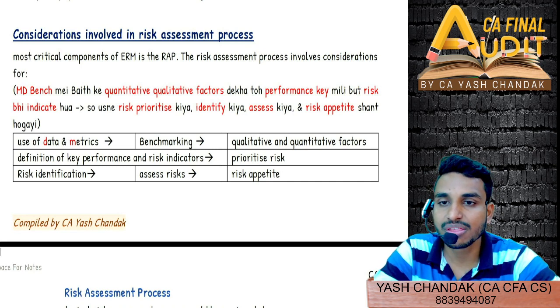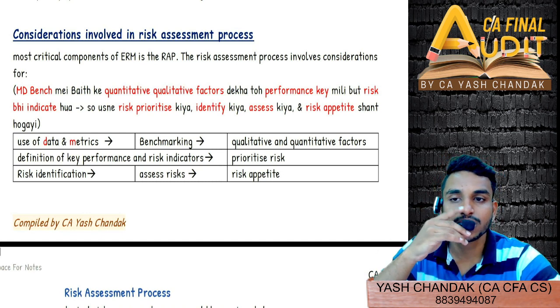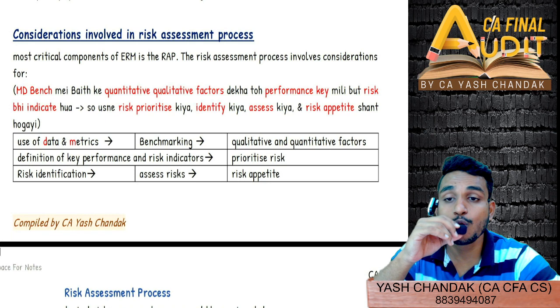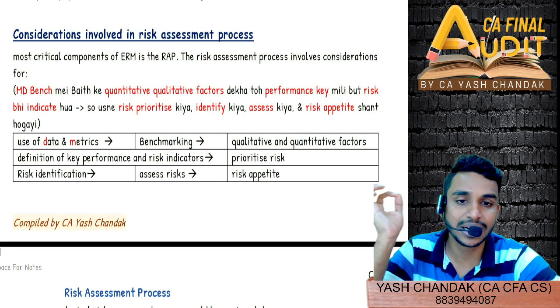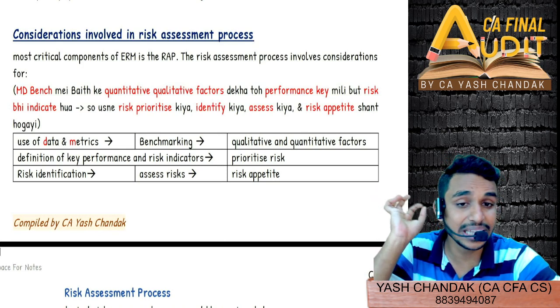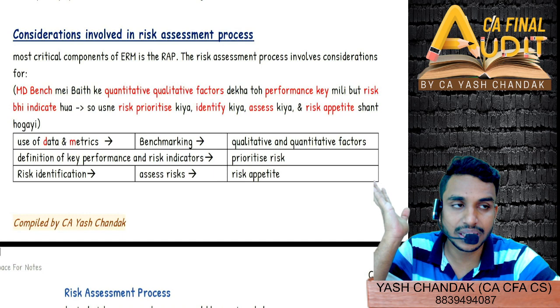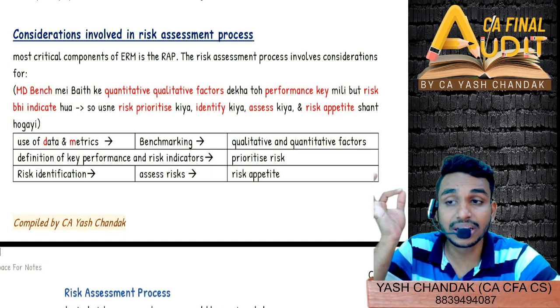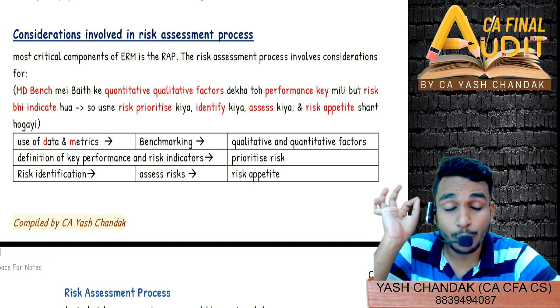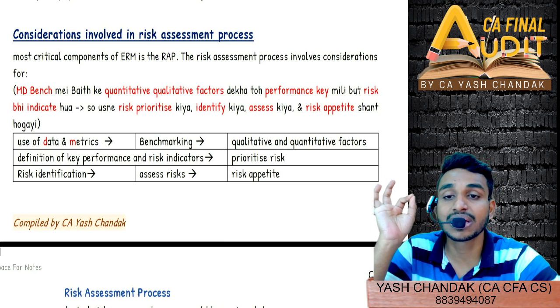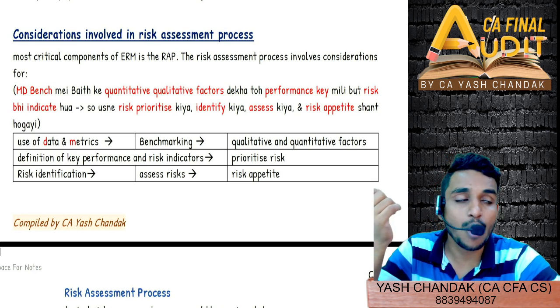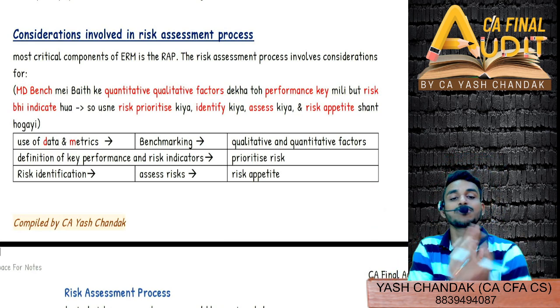Now come to the considerations involved in the risk assessment process. They said that the most critical component of any enterprise risk management is the risk assessment process. That is the key thing, right? For any ERM, it should identify the risk, and then accordingly assess whether it is material or not. So the main task of ERM is risk assessment, right? The most critical component of any ERM is the risk assessment process. Now how exactly are you going to do the risk assessment process?